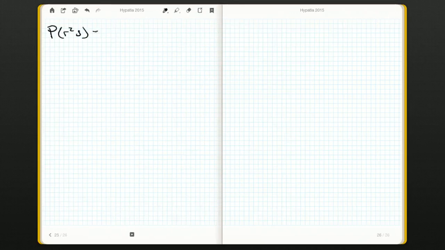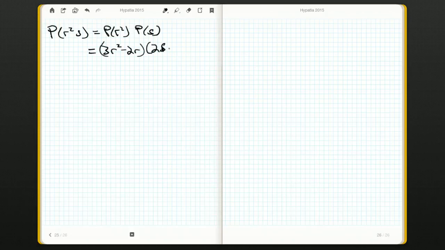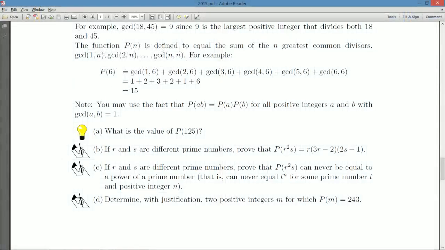So when we work that out, we get 3r squared minus 2r as the value of P of r squared. So P of r squared s is 3r squared minus 2r times 2s minus 1. And we can take a factor of r out of here. We get r times 3r minus 2 times 2s minus 1, and that's exactly what we wanted. All right, we just double check: r, 3r minus 2, 2s minus 1. There we go.